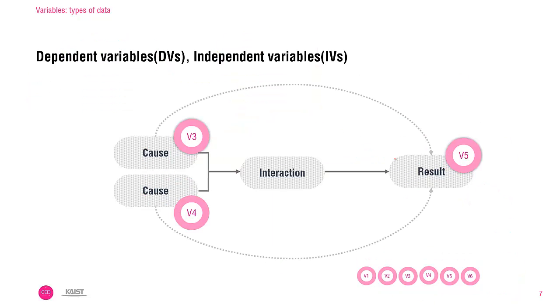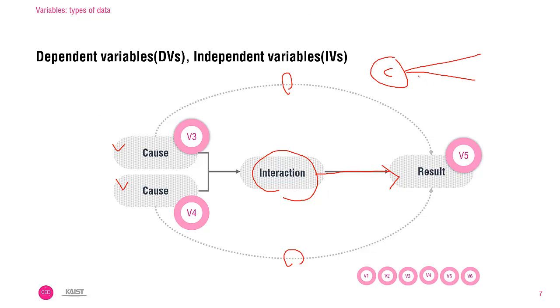The cause and the result can be more than one. For example, 2 causes create one interaction, and this interaction influences the result, whereas none of the 2 causes influences the result. It's also possible. Or one cause results in more than one result at the same time.